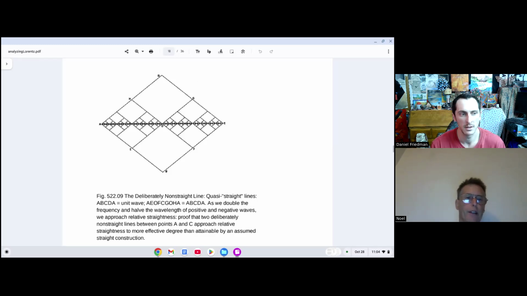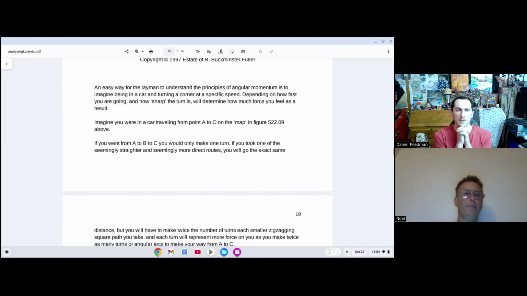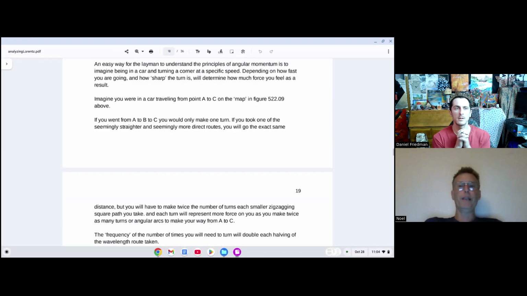And so you see that when the frequency increases, the wavelength decreases; when the frequency doubles, the wavelength halves. There's never really been a modelable association like this in physics. We double the frequency, how many times we have to turn, and we've halved the wavelength. See how this wavelength goes all the way from here to here, and this wavelength goes from here to here, and this one is only half. So let's think about then, an easy way for the layman to understand the principles of angular momentum is to imagine being in a car and turning a corner at a specific speed.